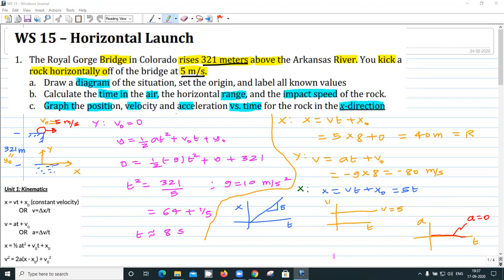Would my unit for x, the range, just be meters? Yeah. So impact speed is the square root of vx square plus vy square. I just forgot to take the square root of that. So the impact speed will be 5 square plus 80 square, or 79 point something square, and then the square root of it.